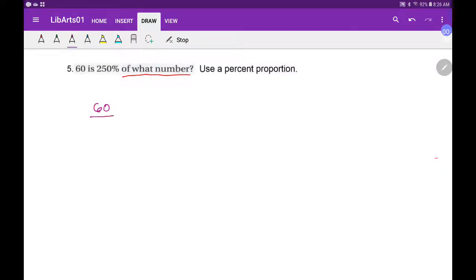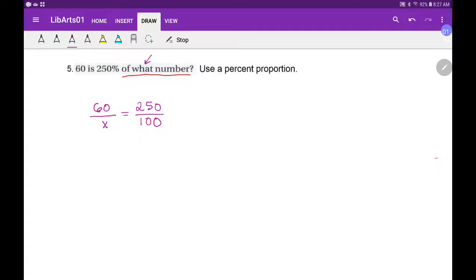So, let's see. 60 is out of something that I do not know, because they're asking me about it. So I'm going to say I don't know what the total is, but I'm comparing it to a situation that's 250%. And I know how to write 250%. I write 250 over 100. It's how I write every percent. It's always over 100. So I have a situation where I have 60, and it's going to be out of something, and it's going to be just like when there's 250 out of 100.